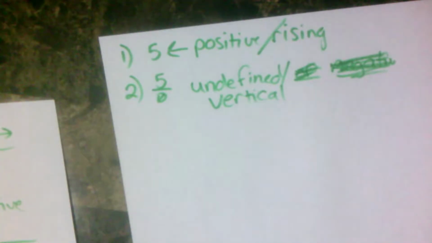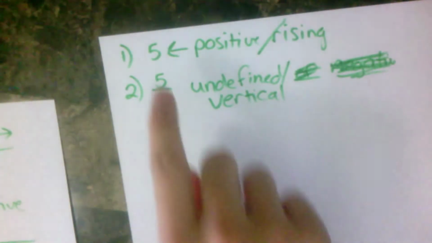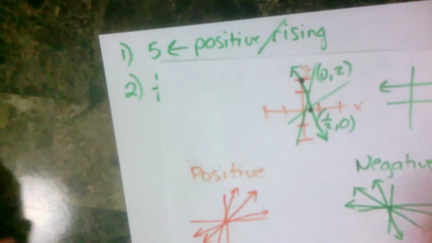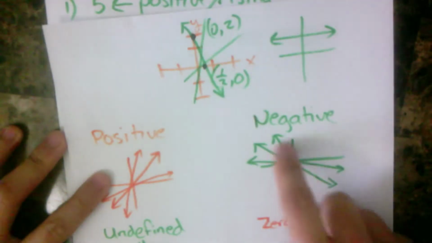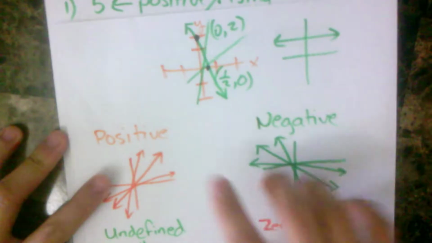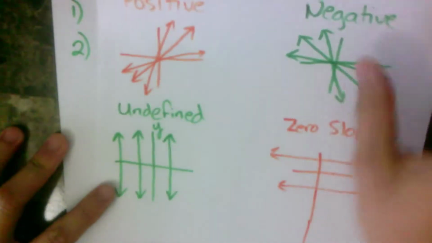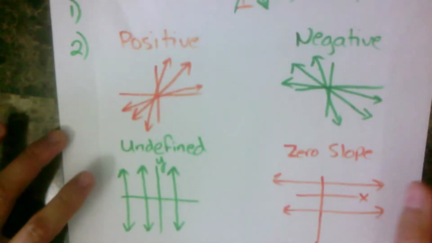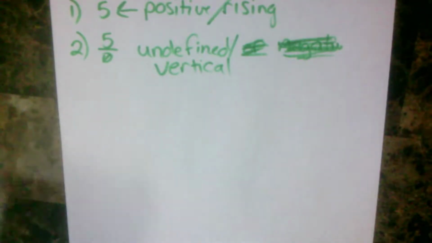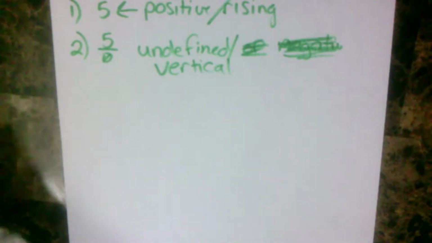My gosh. All right. Hopefully that wasn't confusing, but you look at the number. If it's positive, then it's a rising slope. If it's negative, then it's a falling slope going down. So negative or falling, positive or rising. Undefined is either undefined or vertical, and 0 slopes are 0 or horizontal. All right. Last thing, let's talk about how to find a slope.